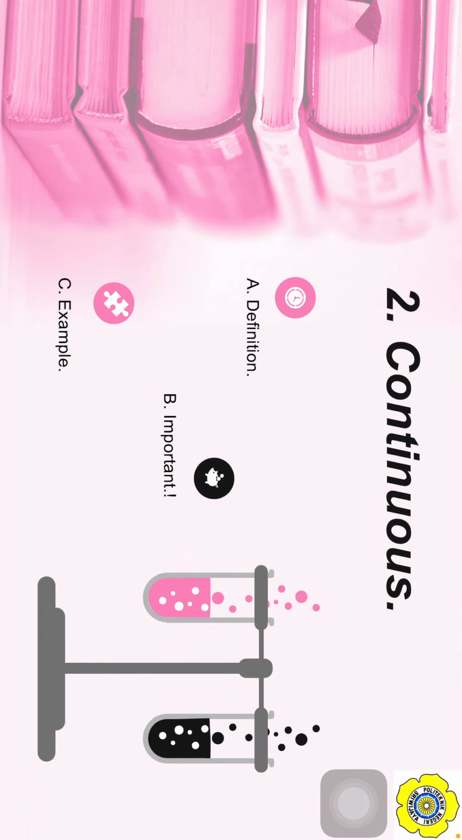Okay, let's go on to the next slide. It's about the second type of variables. It is continuous. I will also divide it into three parts. The first is about the definition. Second is what is the important thing to remember when we use these types. And the last is about the example.